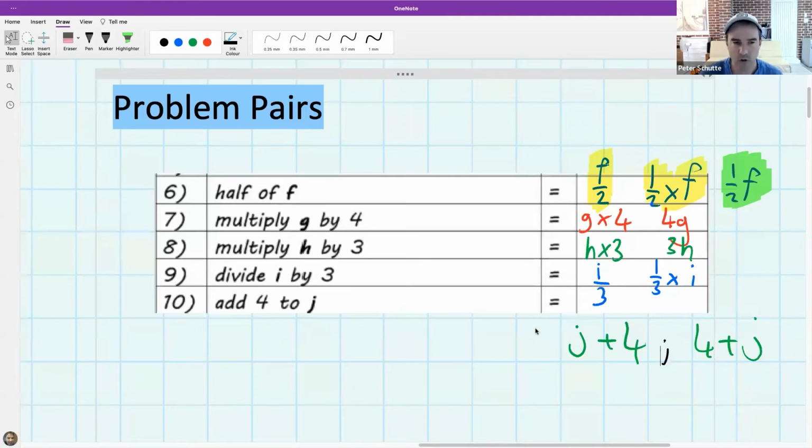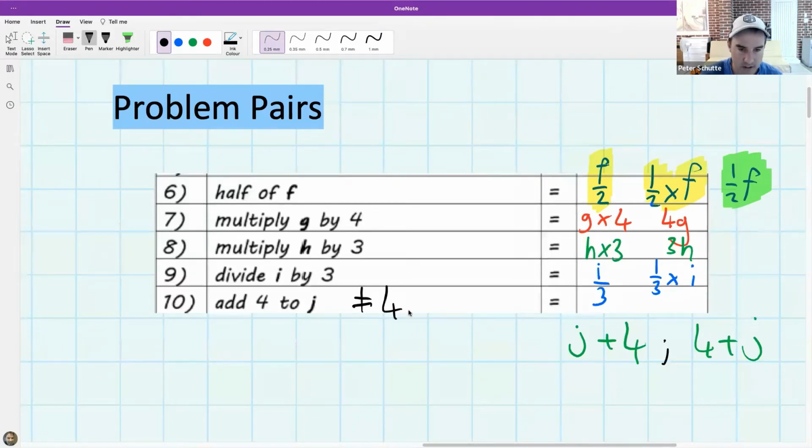So I see some students wrote 4j. That's not correct in number 10. In number 10, it's not correct to say 4j. 4j means 4 multiplied by j, and that's not happening here. In this case, you're adding 4 to the placeholder j. So I just want to make sure I make that correction.